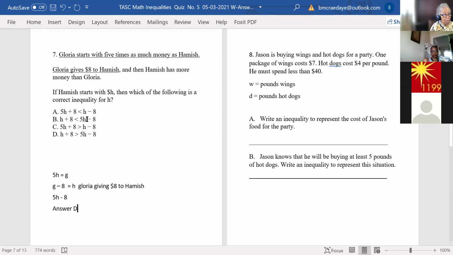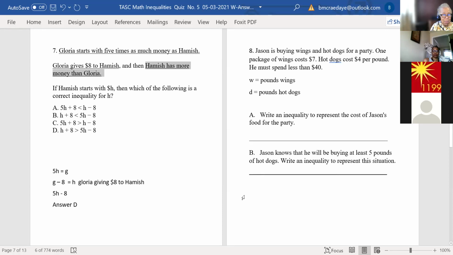The other one where it said Hamish had less than, but it says Hamish has more money than Gloria, right? After he gets the $8, he has more money than Gloria. So the correct answer is D. So you corrected that one then, Maureen. Very good. So you've got 2 out of the ones you did correct now, right? I didn't do 8 or 9 because I can't get them to understand. They're really confused. Okay, we'll have Vanessa explain it to you.